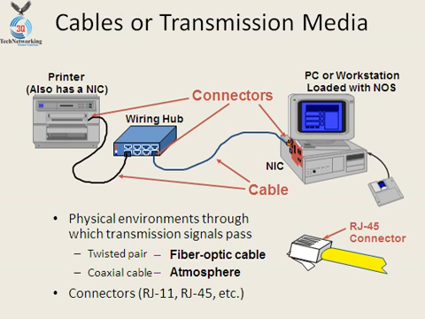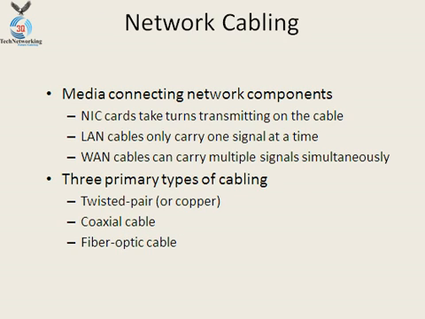So cabling, I said we have different kinds of cabling. We have twisted pair, coaxial cable, and fiber optic cable. So let us go through each and every type of cable and know what they are.